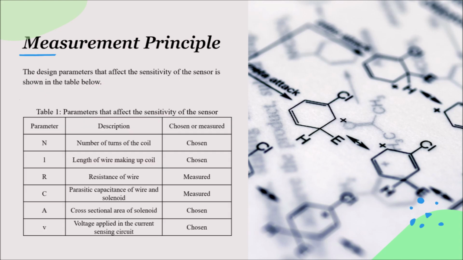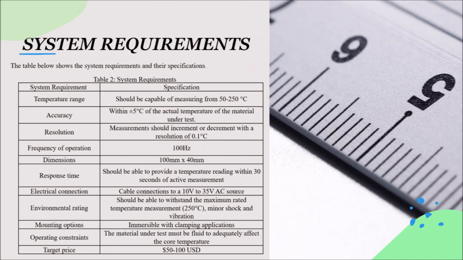The table shows the design parameters that are to be chosen or measured, and these are the number of turns of coil, length of wire, resistance of wire, parasitic capacitance, cross-sectional area, and the voltage applied. The system requirements are shown in Table 2. These requirements are temperature range, accuracy, resolution, frequency of operation, dimensions, response time, electrical connection, environmental rating, mounting options, operating constraint, and target price.